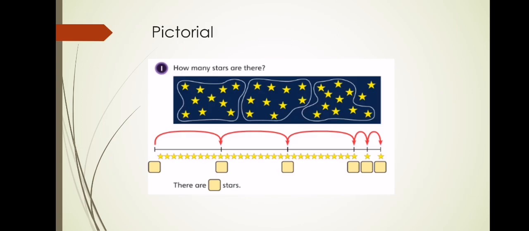Now, once the children are secure in the concrete example of the concept, they then move on to the pictorial. So as you can see, this is the exact same thing that they've just been learning. However, instead of it being actual blocks that they're grouping into tens to efficiently count, they now have a picture where they can group the number of stars and then they can represent that on a number line, showing that they are still counting in tens and it's an efficient method rather than counting one each time.